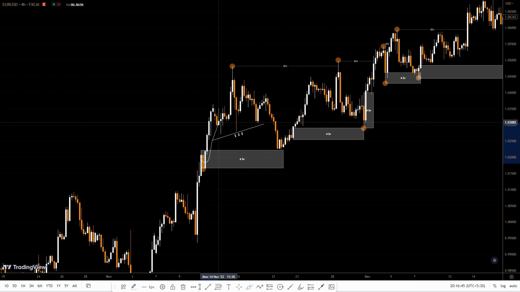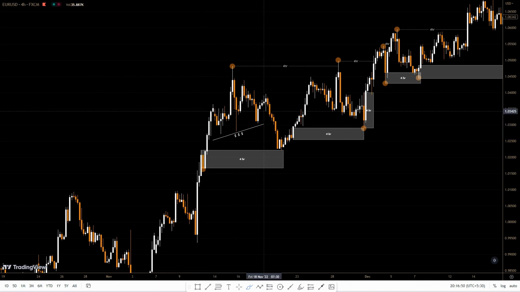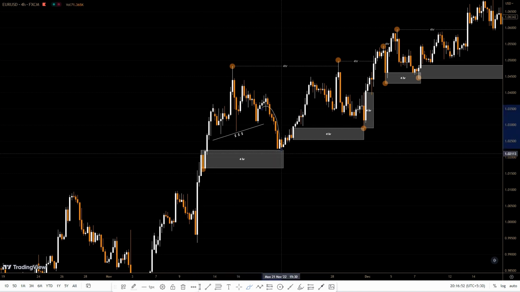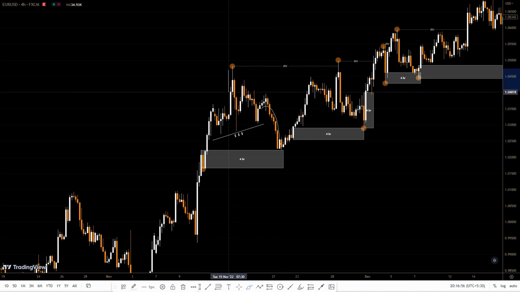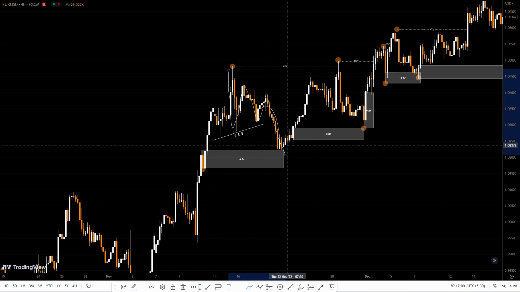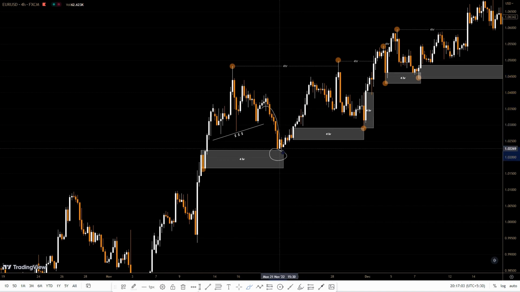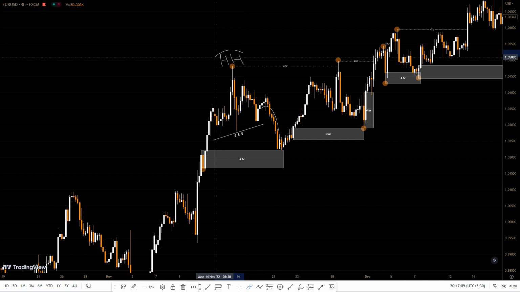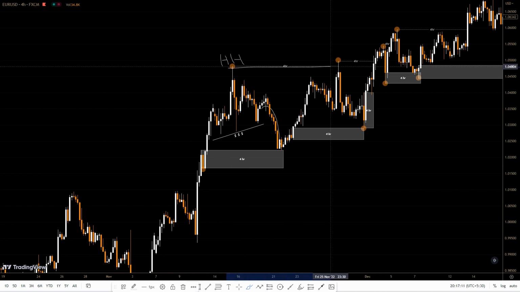You can see the buyer's injection at this point. Again, price taps into this demand zone. You can see that again there is an impulse wave and the price returns back to this demand zone in a correction form. After tapping into this zone, you can see that price breaks this higher high and again forms a new higher high, right? So this dark dot represents the higher high.